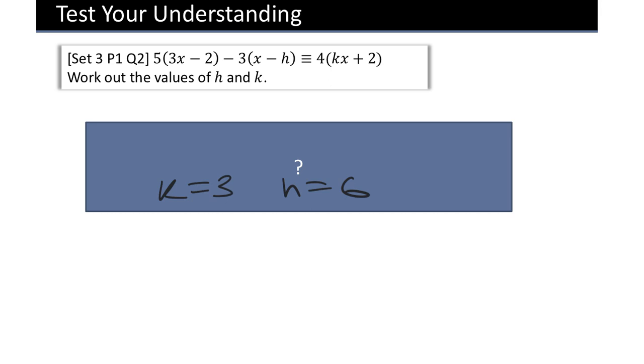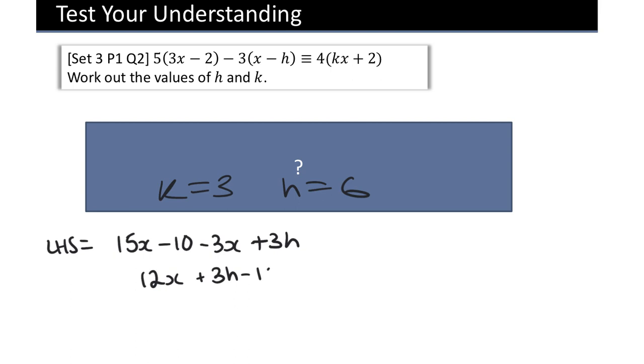So, what we're going to have is 15x minus 10, this is what the left-hand side equals, minus 3x plus 3h. Well, can I simplify this? Of course I can. 15x minus 3x is 12x. Then I have plus 3h minus 10. This is what the left-hand side equals. Fully simplified. I cannot go any further.